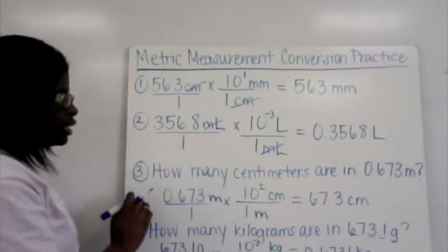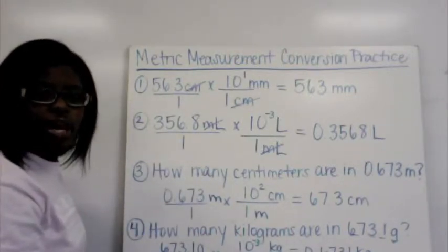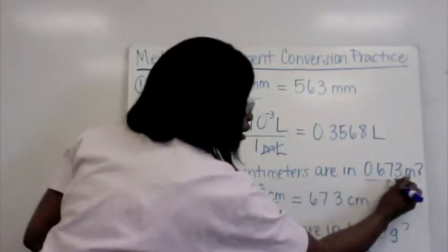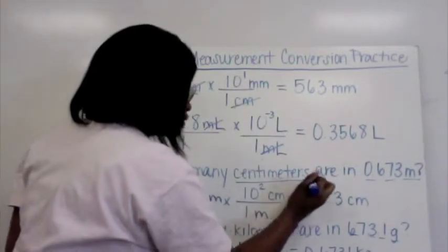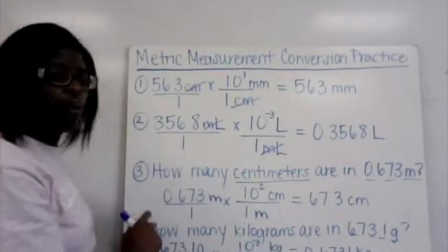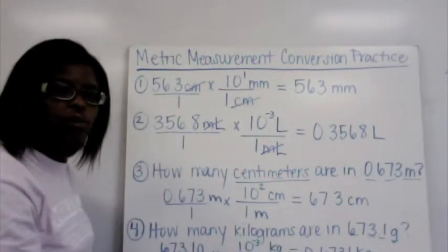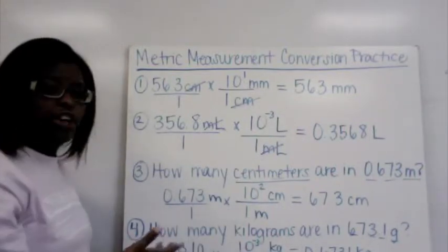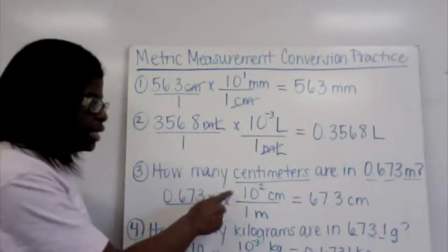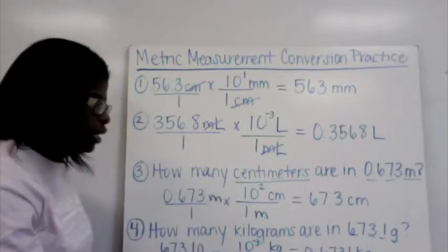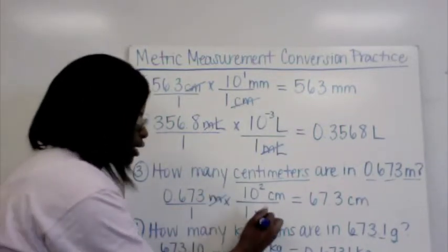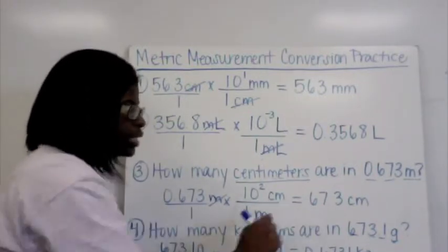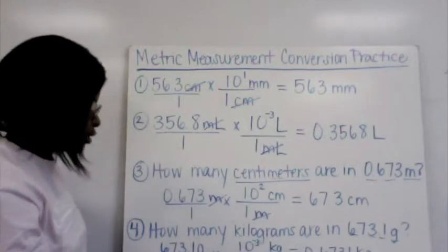The next question says, how many centimeters are in 0.673 meters? So this is what our given value is. This is what we want our answer in. We set up with our given. 0.673 is going to be over our placeholder of 1. Then you need to get rid of meters. So we're trying to figure out how many centimeters are in a meter. That's 10 to the second, which is 100. So meters is going to cancel. 0.673 times 10 to the second gives you 67.3 centimeters.